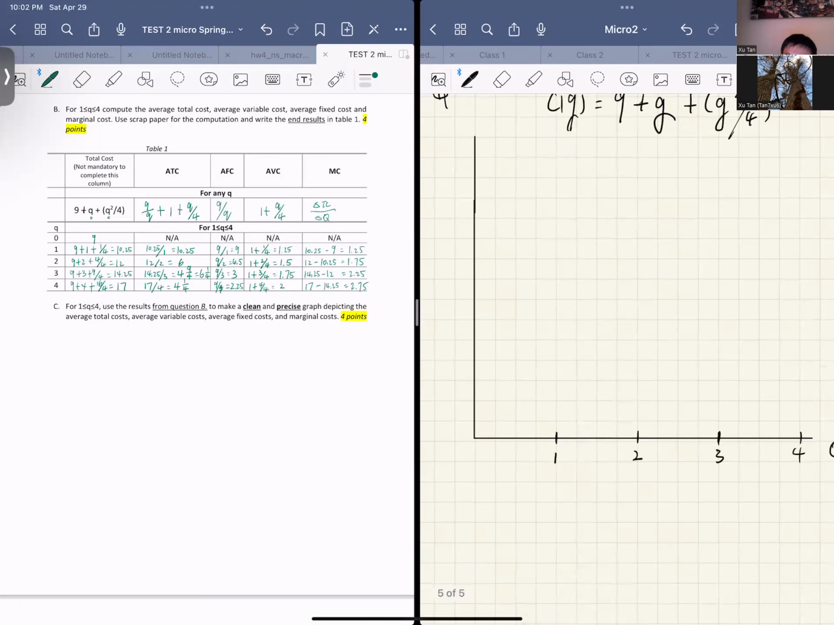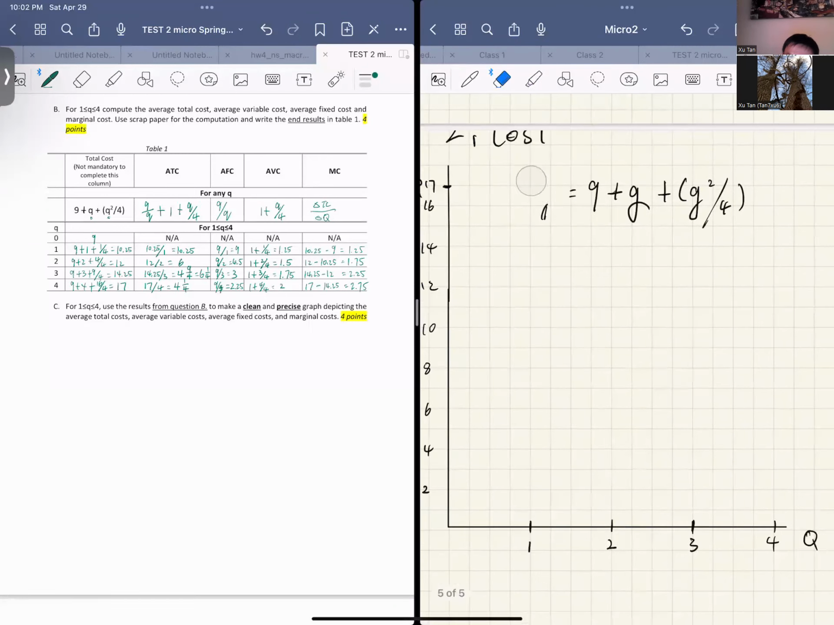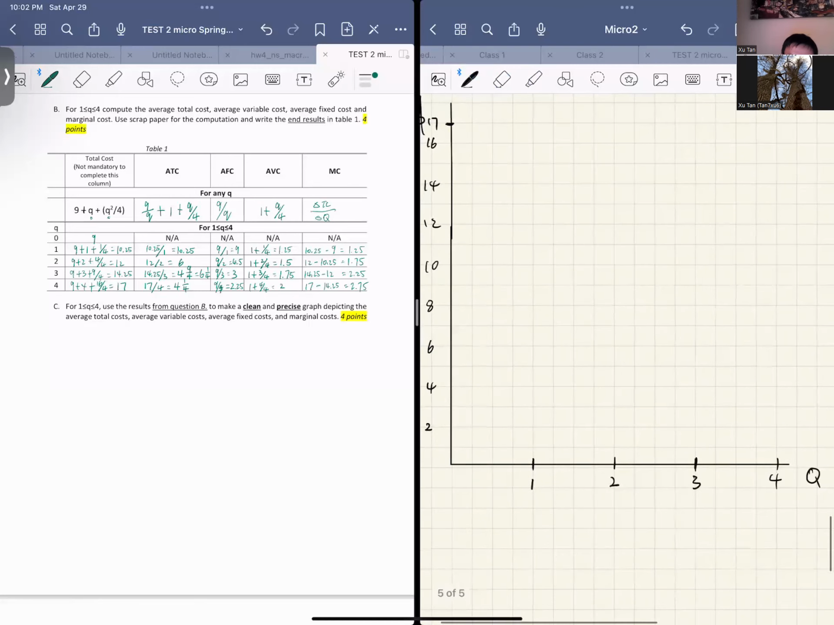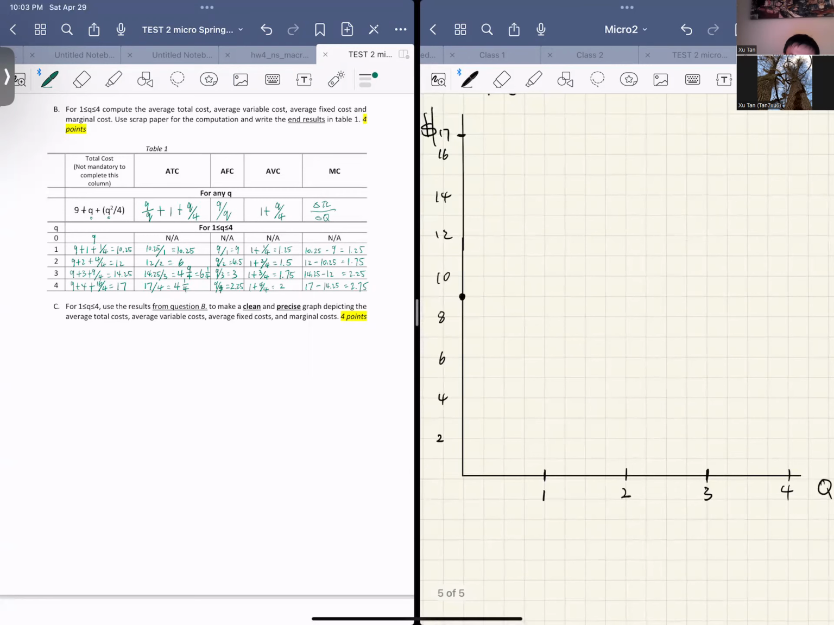So we'll have 2, 4, 6, 12, 14, 15, 16. I think 16 should be enough. 17. I'll just put it here. Okay, so let's do the first equation. When quantity is 0, fixed cost is 9. The black line is fixed cost. I'm going to do average fixed cost first.